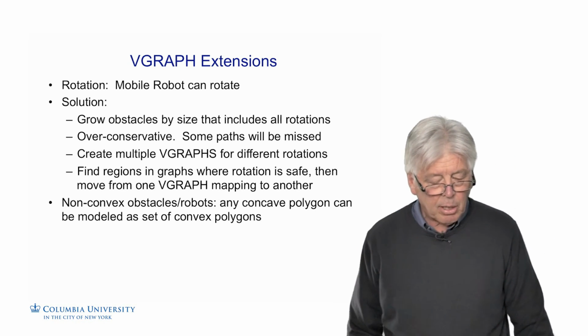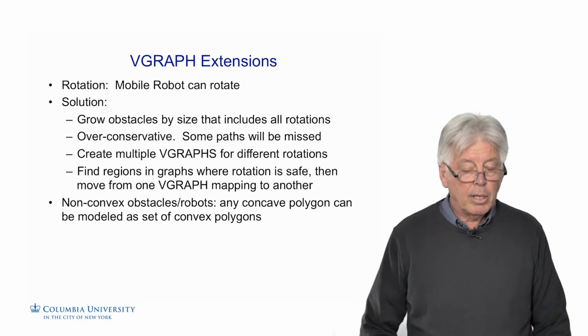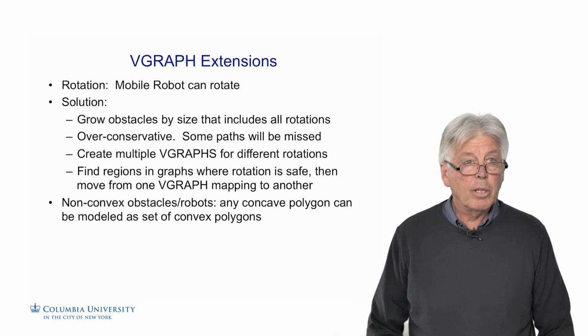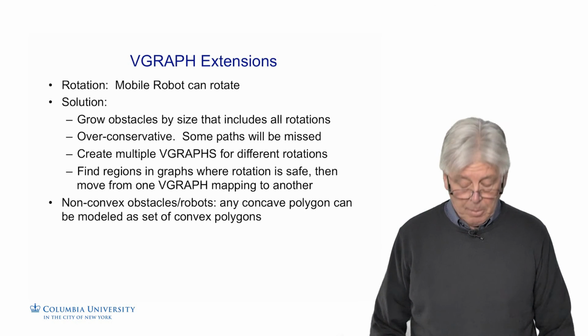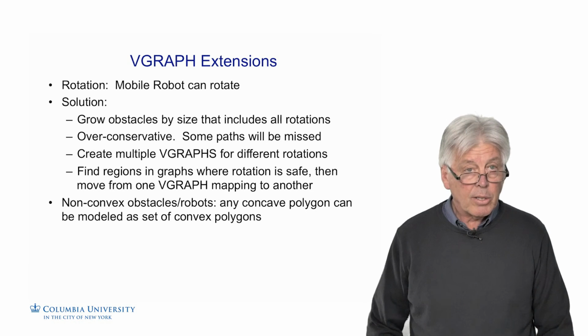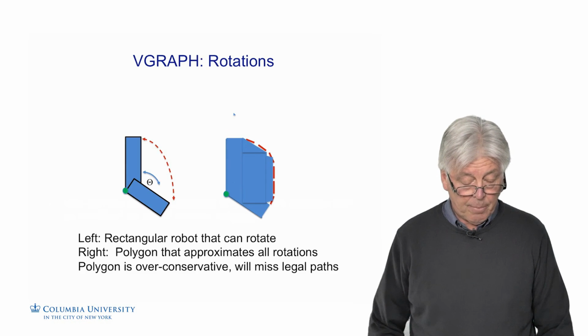Another problem is non-convex obstacles. So if you have concave polygons or robots, you can actually model them as a set of convex polygons, so you can get around this problem using concave as well as convex robots and polygons.